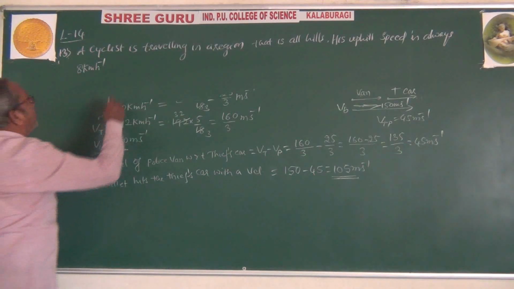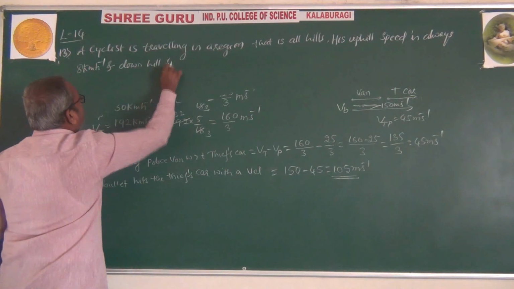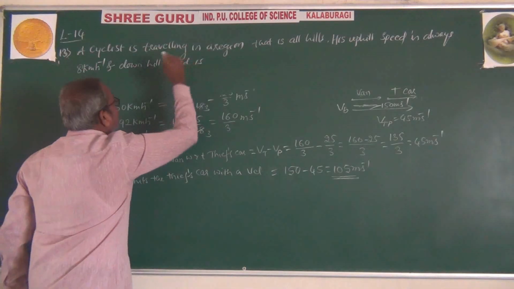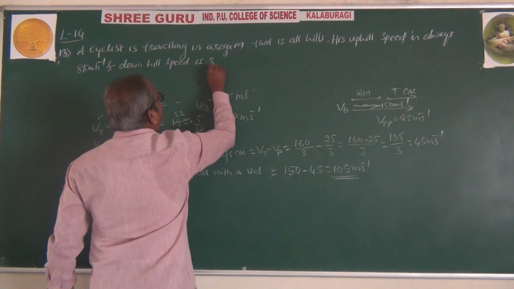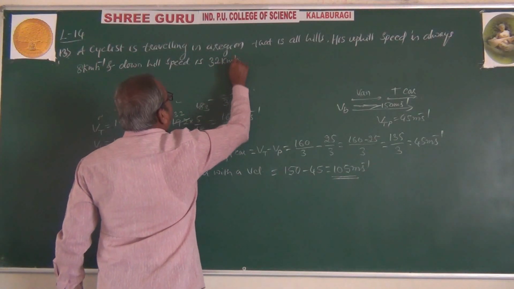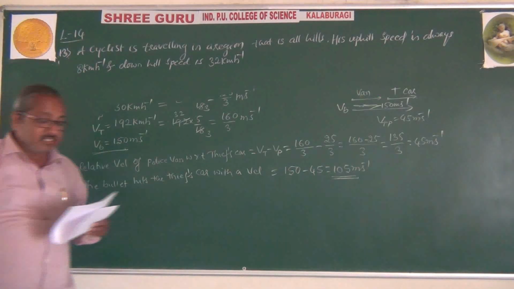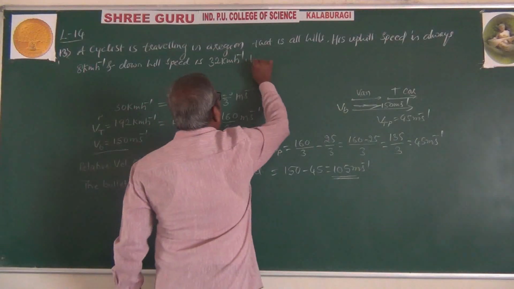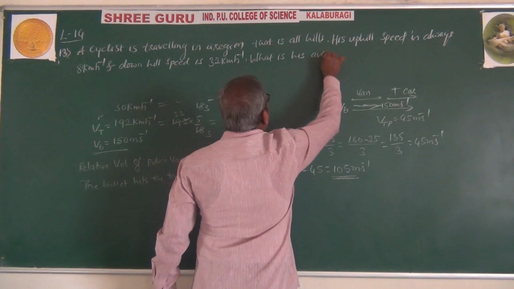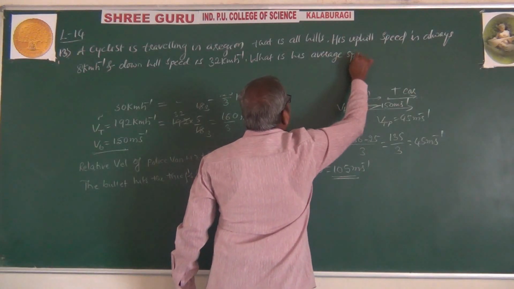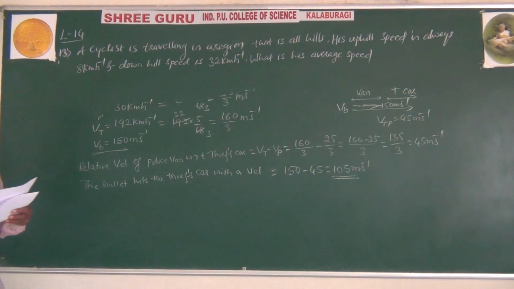And downhill speed is 32 kilometer per hour. What is his average speed?